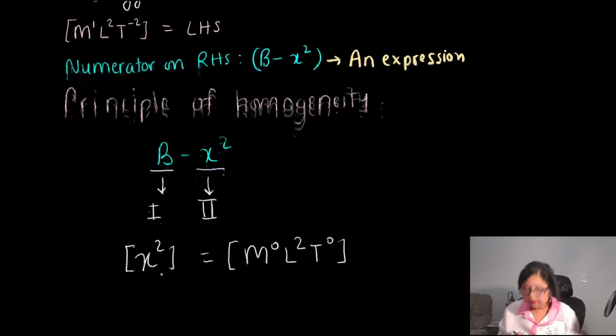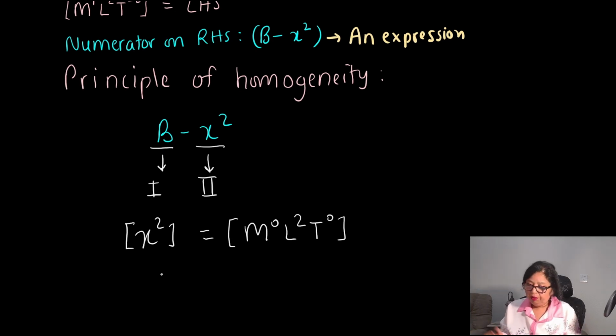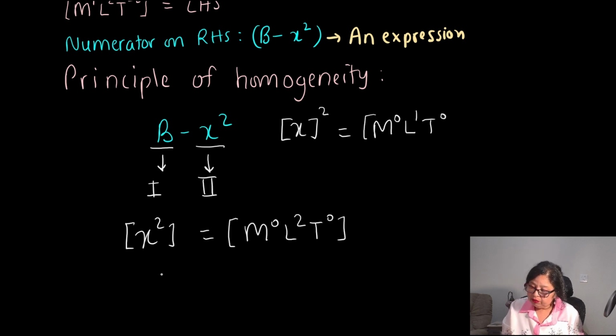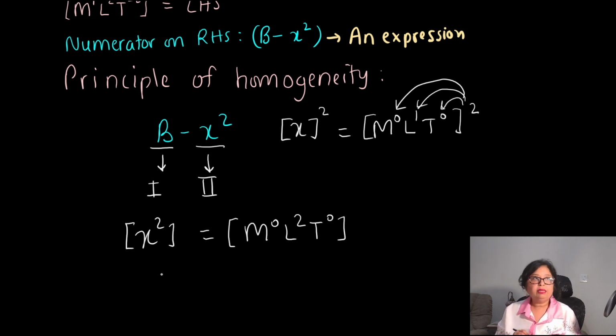Right? This is your x squared. Or if you wanted, you could have said just x equals, dimensional formula for x is m0 L1 T0. But now I want x squared, so this is squared. You write square outside the parentheses, and then you bring the square inside, and it multiplies each of the powers inside, which gives you this equation over here, this dimensional formula.